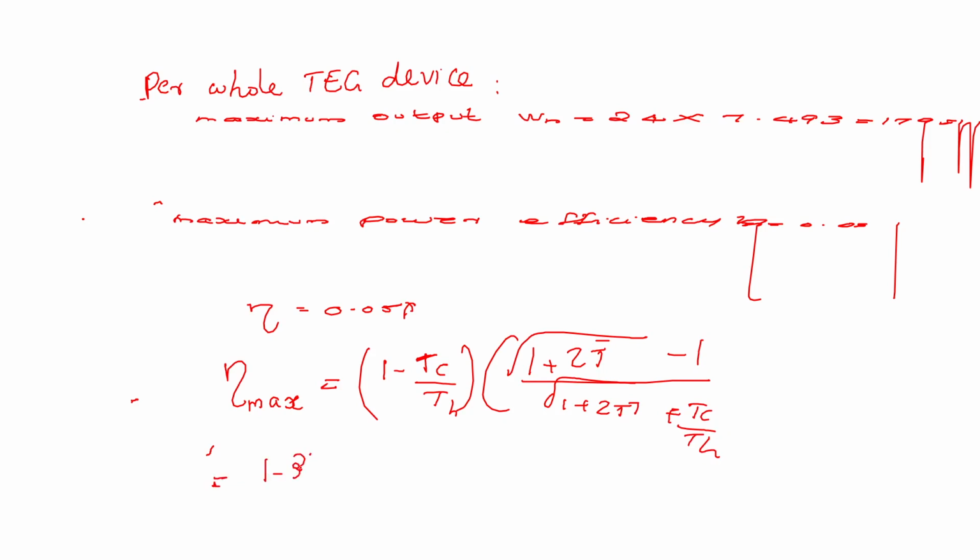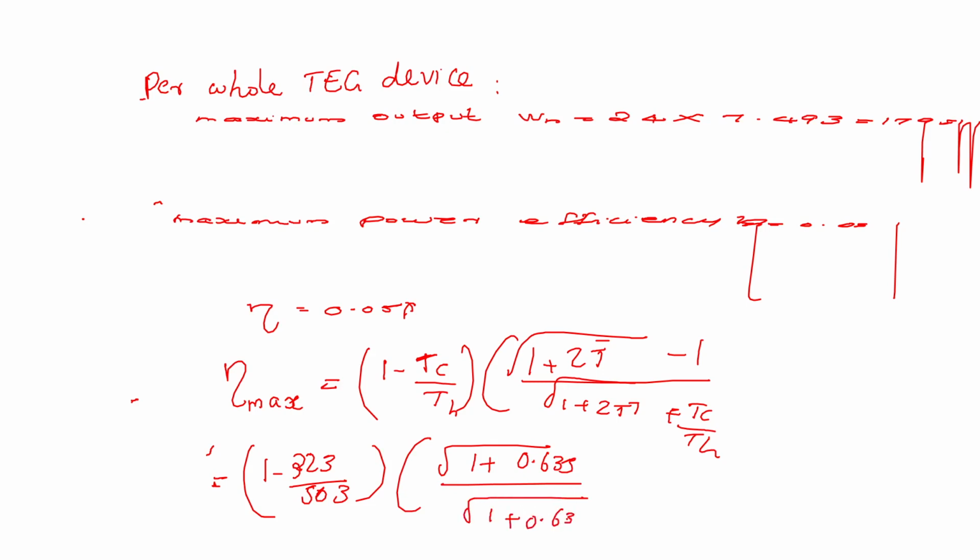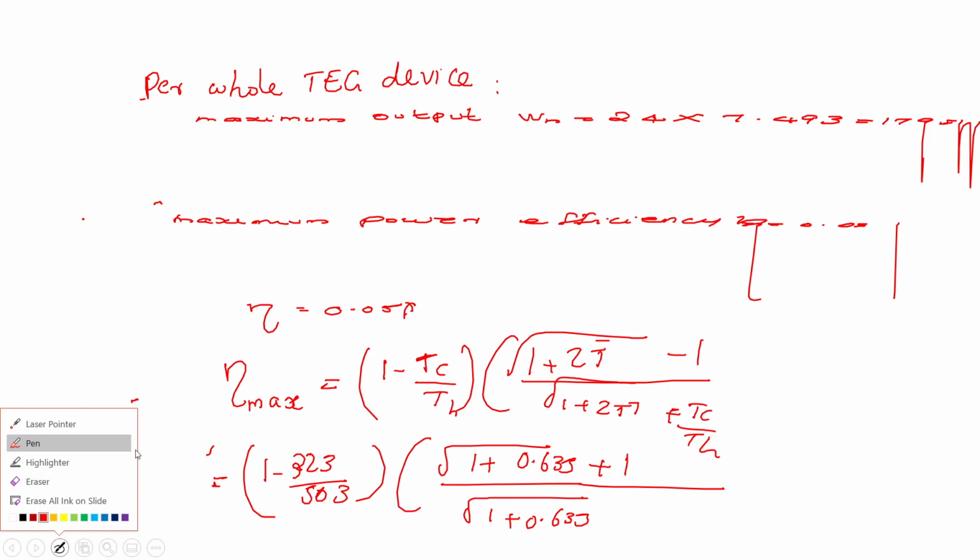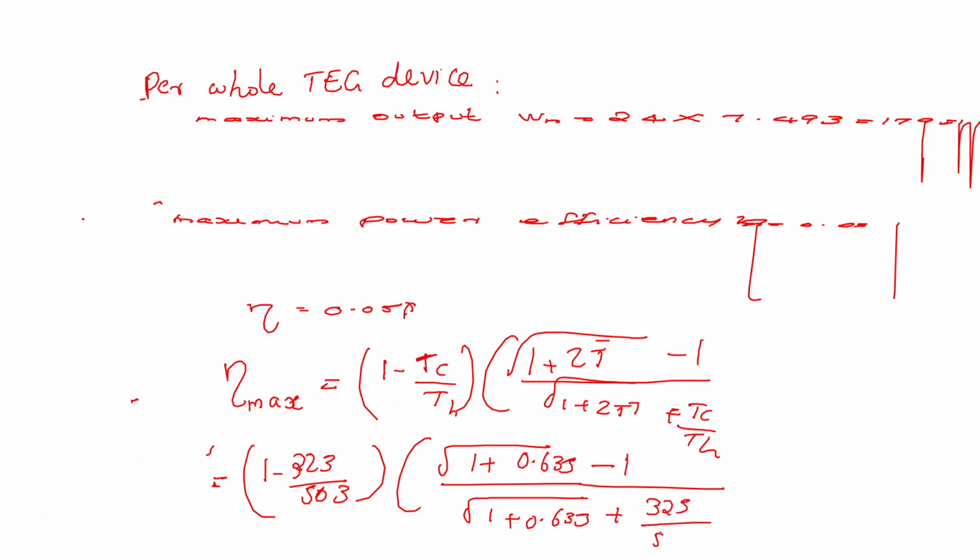So 1 minus 323 divided by 503, times root of 1 plus 0.633 minus 1, divided by root of 1 plus 0.633 plus 323 divided by 503. That answer you have to calculate, and please let me know what the answer is.